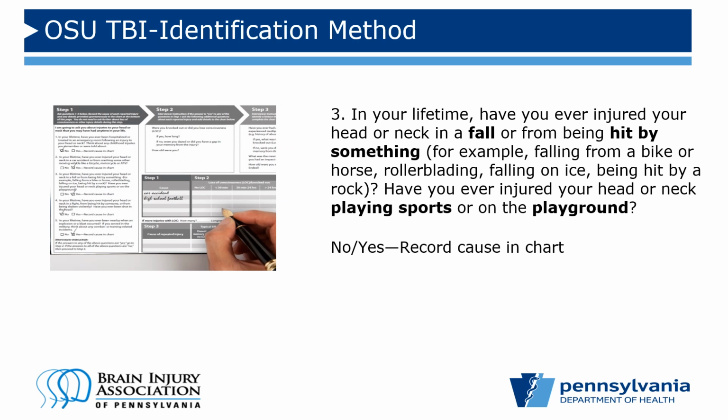Question 3 under step 1 gets at what we might call struck by or against injuries. So here we're asking whether or not someone was ever injured their head or their neck in a fall, or by being hit by something, or through sports, or on the playground. And again, you're going to record yes or no to the question and then record the cause in the chart.